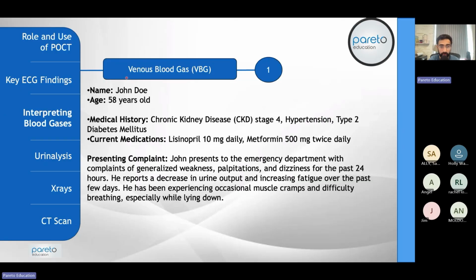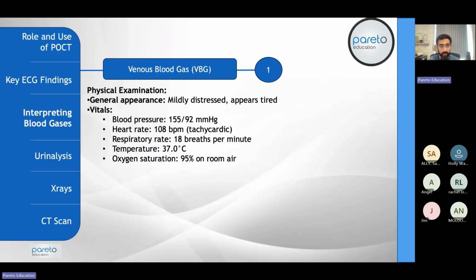So just a little bit more information for you guys. So now we've got an examination, by the way. On physical examination, this patient is mildly distressed, appears a little bit tired and fatigued. These are the vital signs. Blood pressure is 155/92. Heart rate is 108 beats per minute, slightly tachycardic. Respiratory rate is 18 breaths per minute. Temperature is 37.0, whilst oxygen saturation is 95% on room air.